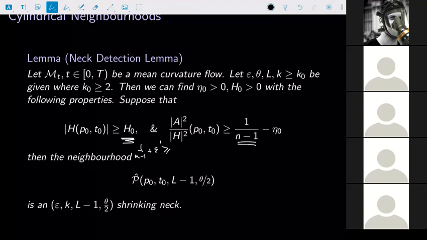Now, once you have this, you're in good shape, because now you know you can have regions where you can do surgery. If you have those regions where you can do surgery, then you can run a mean curvature flow with surgery. Okay, so that's the main part, the existence of these cylindrical neighborhoods. And this is called the neck detection lemma.